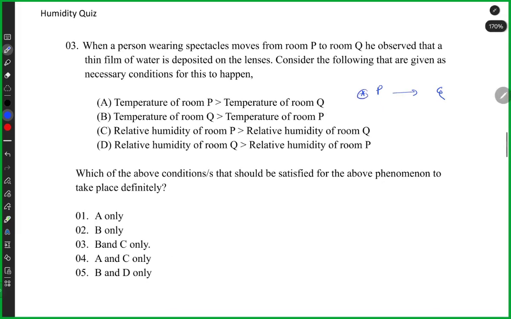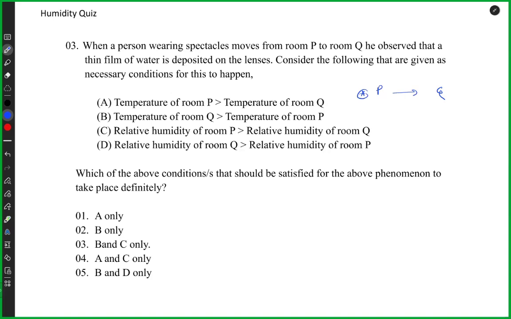Yeah, sir. Now, you need to understand this further. Now, if the relative humidity, does that really have an effect? Now, see, this is kind of a tricky question. Okay, I'm going from the colder room to the warmer room. So my question is that, okay, is the relative humidity really important there?